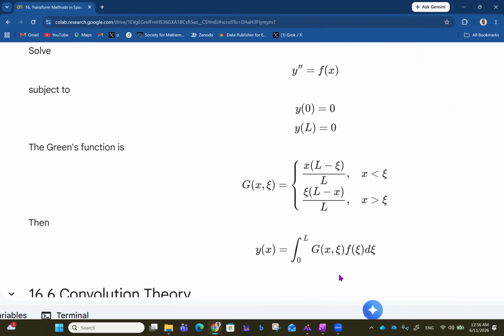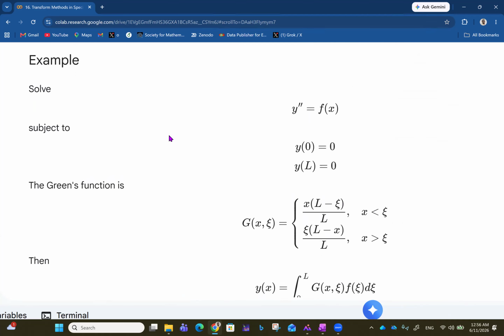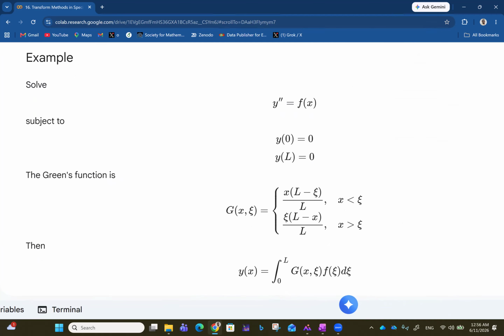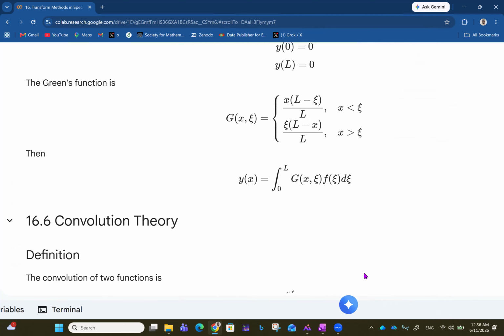So by way of example, if you want to solve y double prime equals f of x, subject to y of 0 equals 0 and y of L equals 0, the Green's function tells us that g of x comma psi is a piecewise function defined as x times (L minus psi) over L when x is less than psi, and psi times (L minus x) over L when x is greater than psi. Then y of x is equal to the integral from 0 to L of g of x comma psi f of psi d psi.